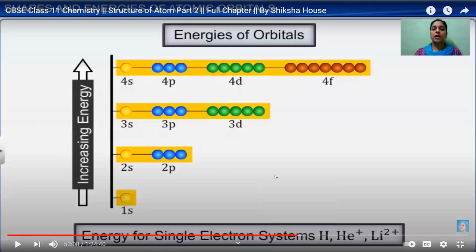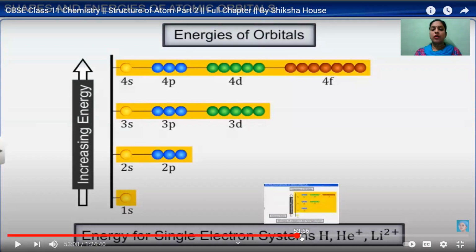Now if we are talking about the energies of orbital, so increasing energy जो होती है orbitals में वो अगर हम बात कर रहे हैं monoatomic species की या the species which is having a single electron in their shells. So the energy of orbital is 1s, then 2s, 2p, 3s, 3p, 3d, 4s, 4p, 4d, and 4f.